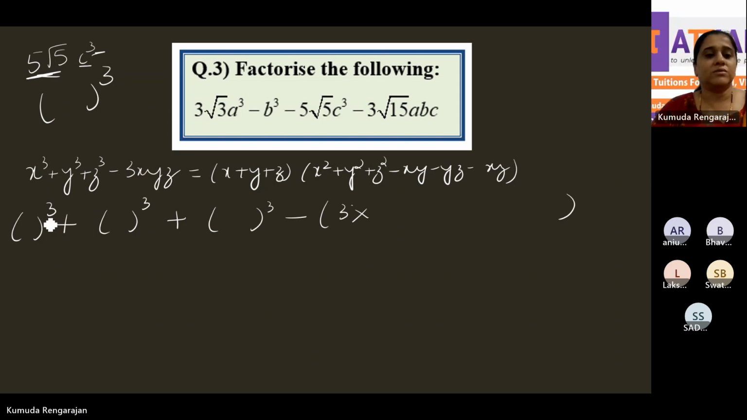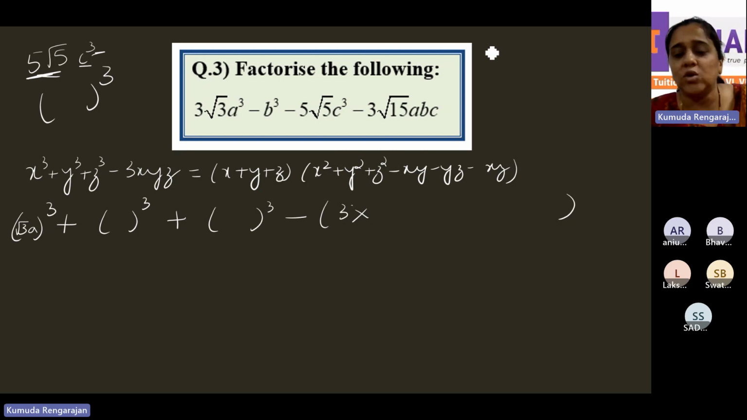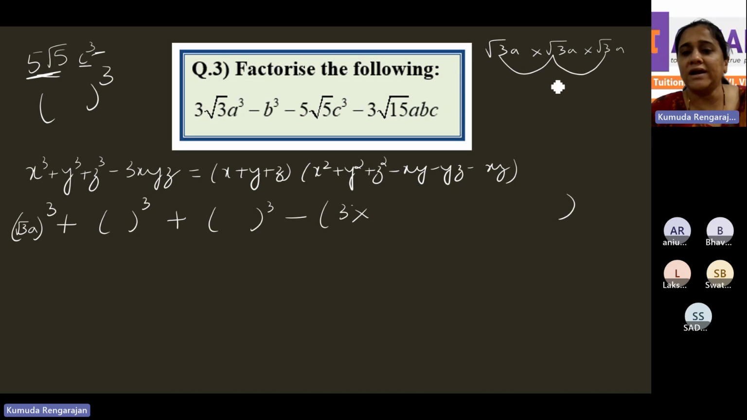All right. So now what is 3 root 3? Root 3 the whole cube. 3 root 3 is root 3 the whole cube. Then a: root 3a the whole cube means root 3a into root 3a into root 3a. So root 3 into root 3 is 3. 3 into root 3 is 3 root 3. And a into a into a is a cubed.